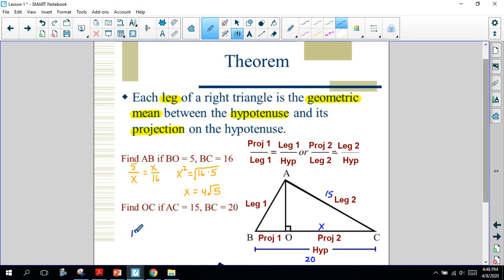The leg of 15 is a geometric mean between the projection of that leg, which is OC, the length of x, and the entire hypotenuse of 20. So here we go. We've got 20x is equal to 225. And when I divide by 20, x is going to equal 11.25.